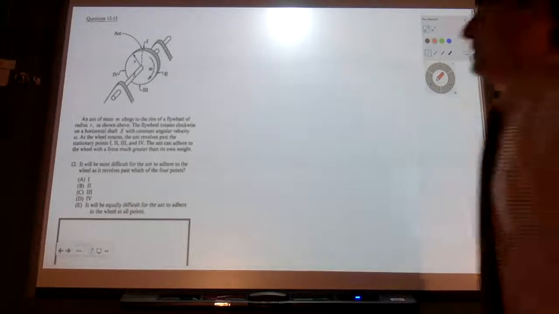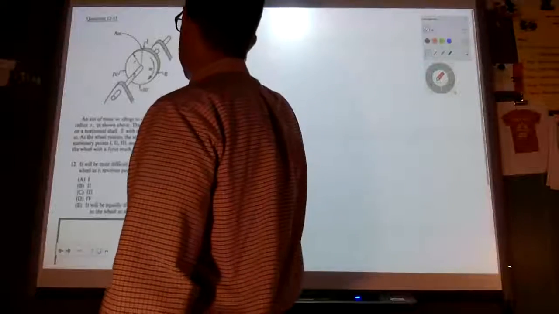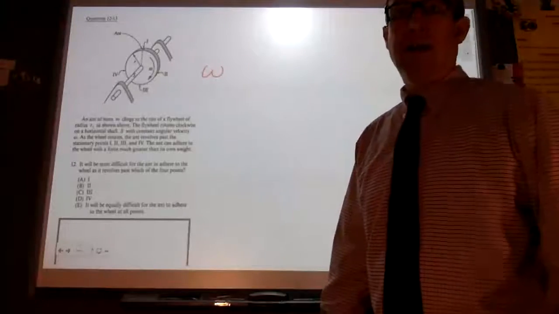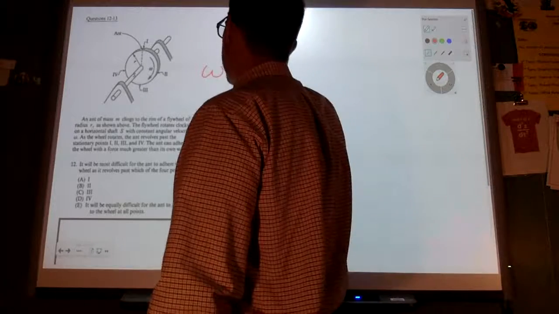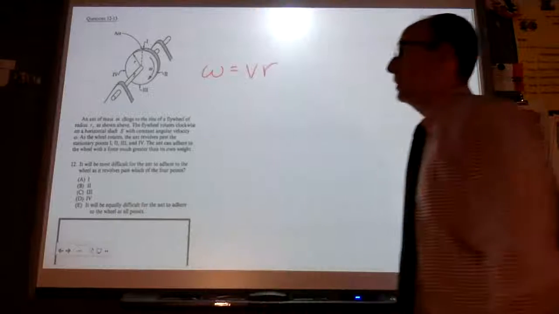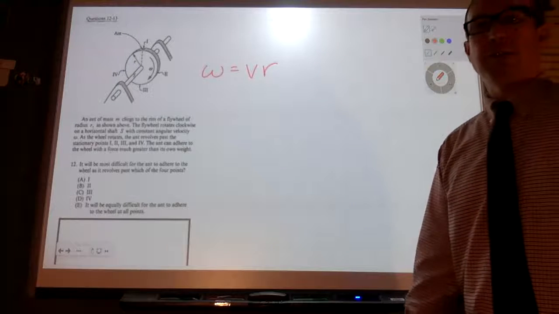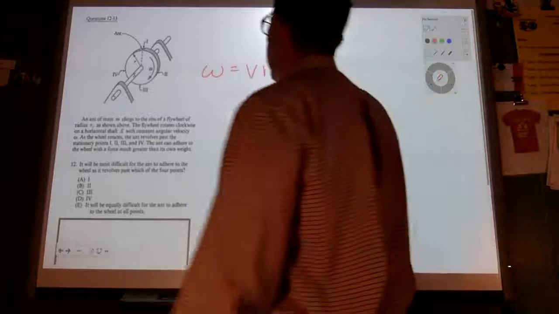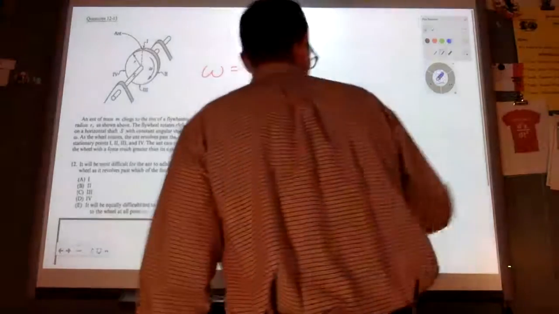This one has angular velocity in it, which is this lowercase omega. Angular velocity is just equal to our linear velocity divided by r, as long as there's no slipping.